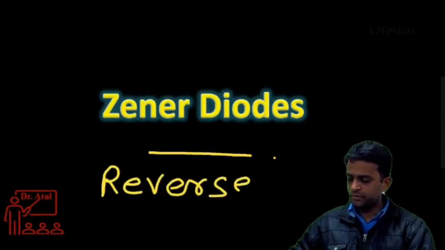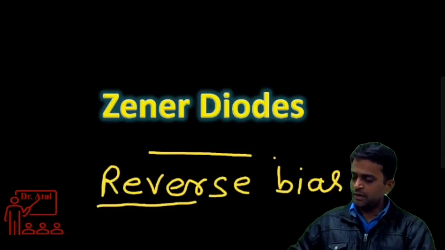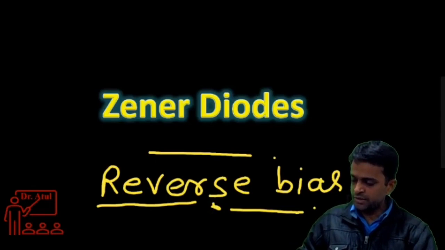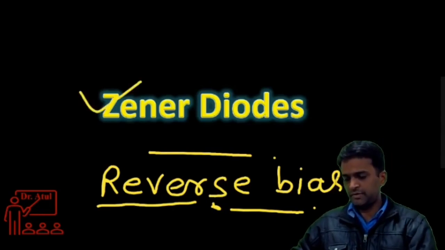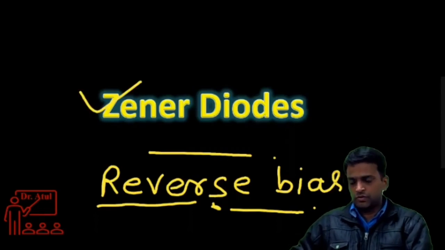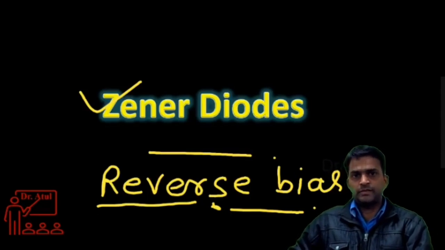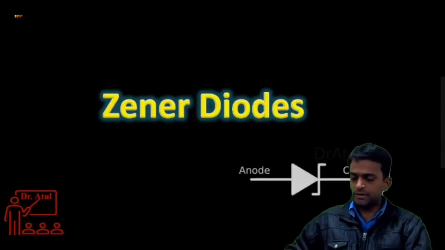Okay, so first of all, let us understand the concept of the Zener diode. This Zener diode is a special diode which is made to work in reverse bias. Usually a diode doesn't work in reverse bias, and if you apply a reverse bias more than a certain value, the diode breaks down. This Zener diode is for applications where you need to work in reverse bias. Okay, let us go further.